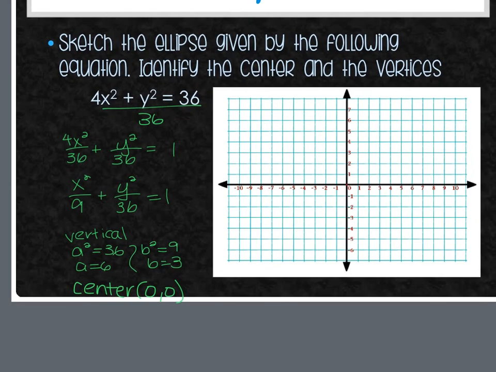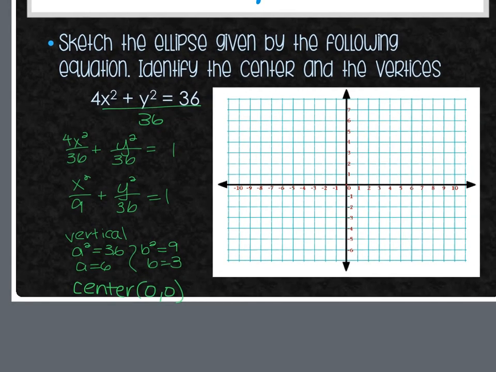So this one is vertical? This one's vertical because the larger number's underneath the y. So then I just have to plot what's left.